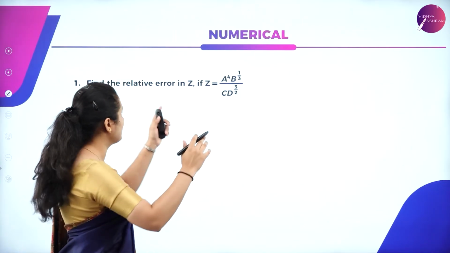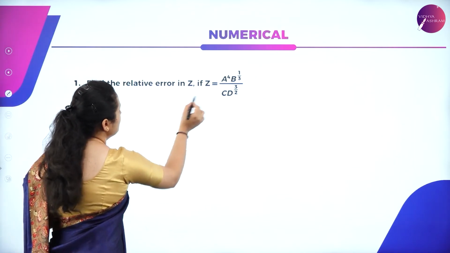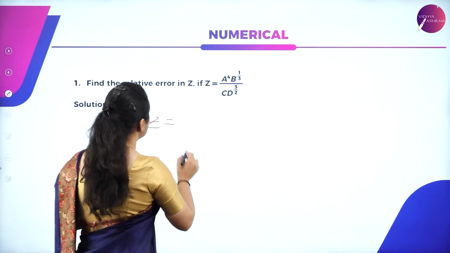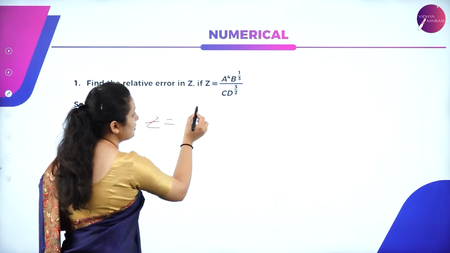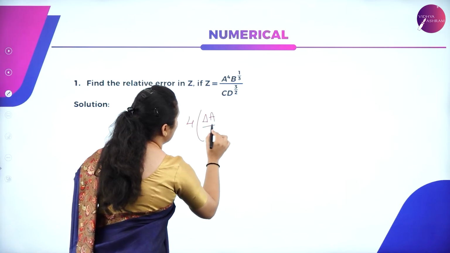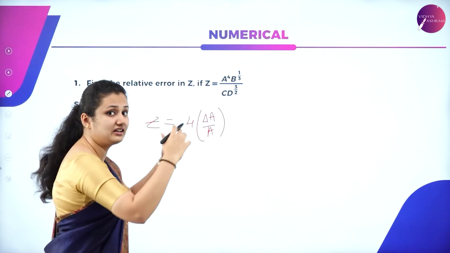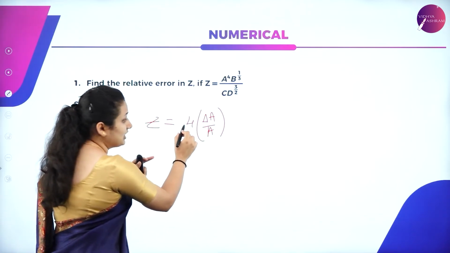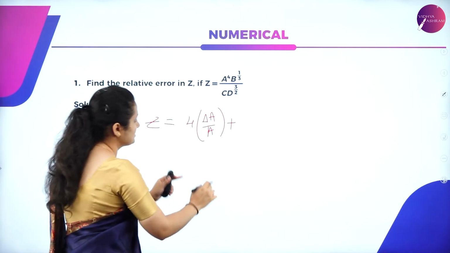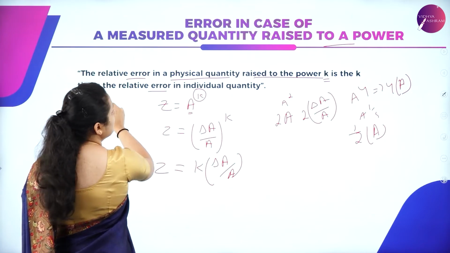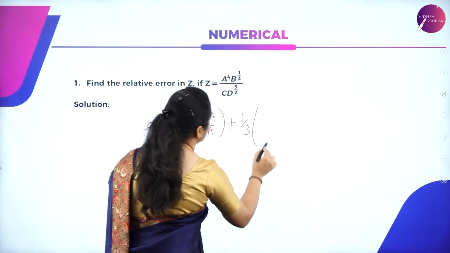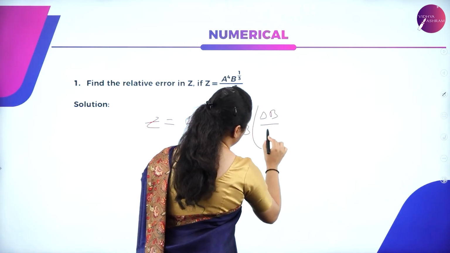To understand this better, we will consider a numerical here. Given you have Z, calculate the relative error in Z. So Z is equal to, you have A to the power 4. How will you write it? It is 4 times the relative error, which is given by delta A by A. You got to know how we represent relative error. It's delta A by A. So the relative error in physical quantity A is 4 times this, plus, you can see here, k times the relative error in the individual quantity. So it is 1 by 3 times the relative error in B.